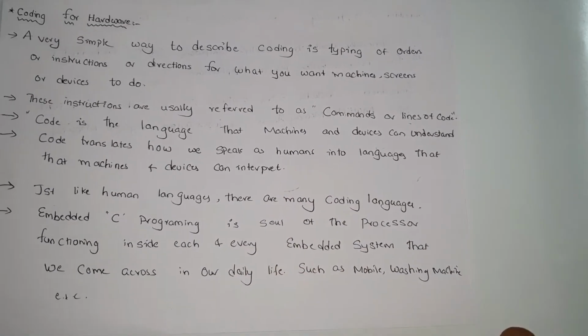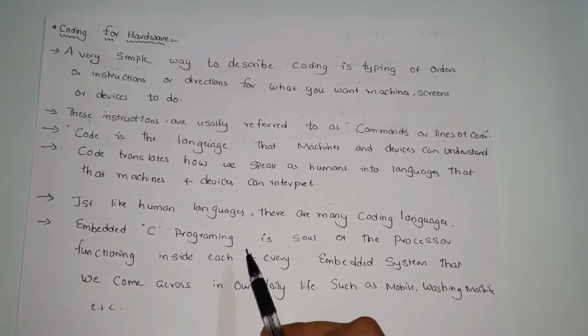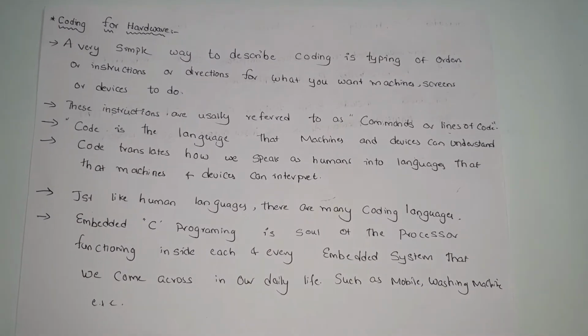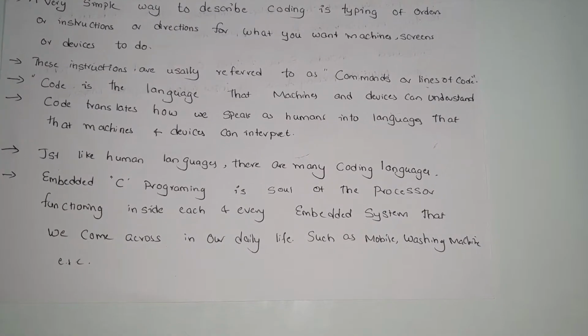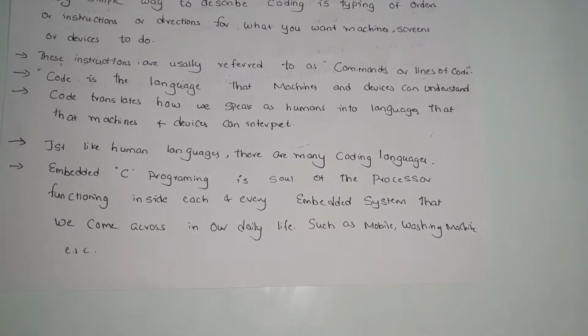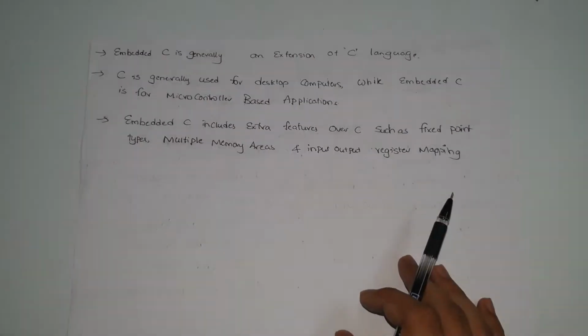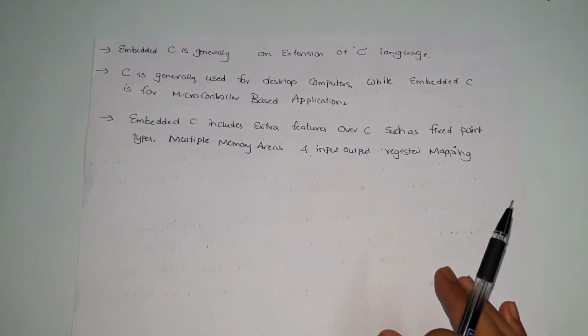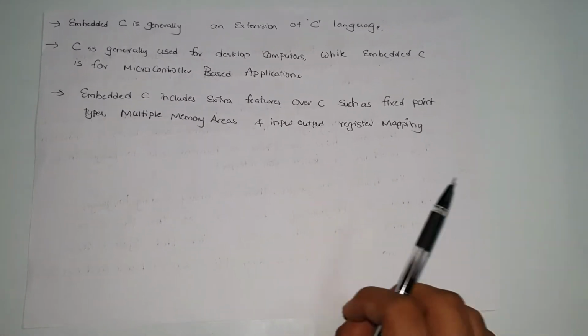Just like human languages, there are many coding languages. Embedded C programming is like the soul of the processor functioning inside each and every embedded system that we come across in our daily life, such as mobile phone, washing machine, etc. The first and foremost thing is the embedded software. Embedded software decides the functioning of the embedded system.